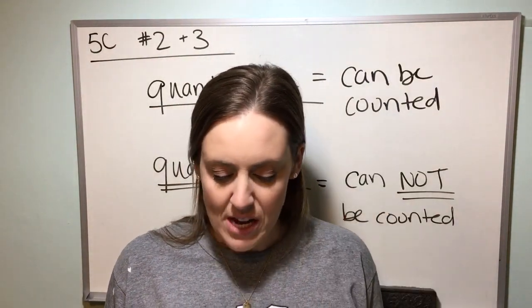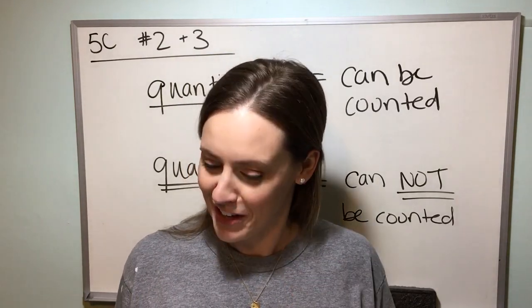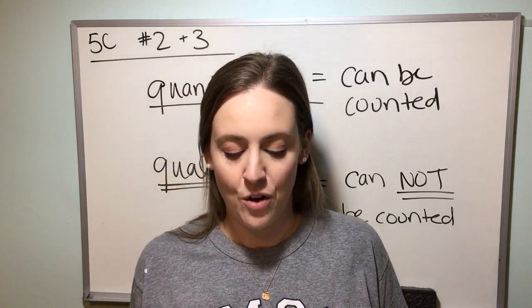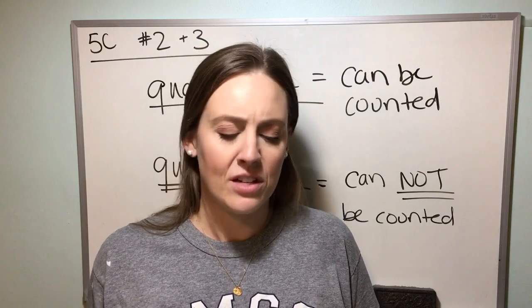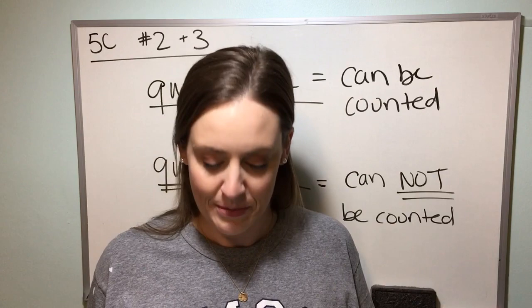So let's look at 2 and 3. Number 2 says the amount of rainfall, I didn't make this up, but I could have, the amount of rainfall each month of the year in Portland. Is that quantitative or qualitative? It's quantitative, right? Because you can count up how much rainfall there is. You can add it up or you can measure it.